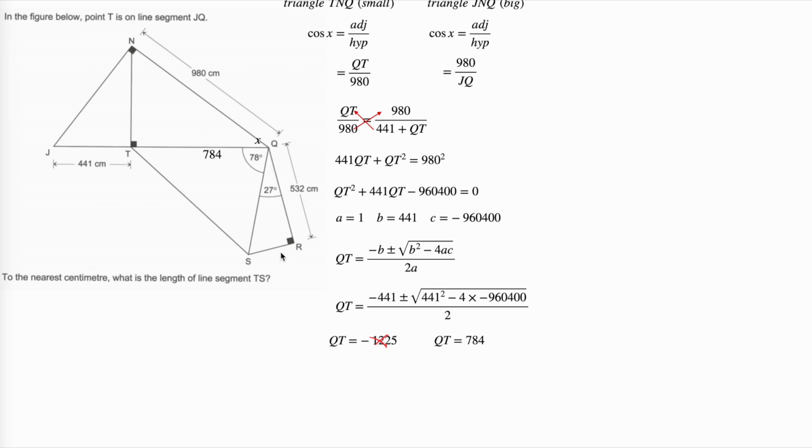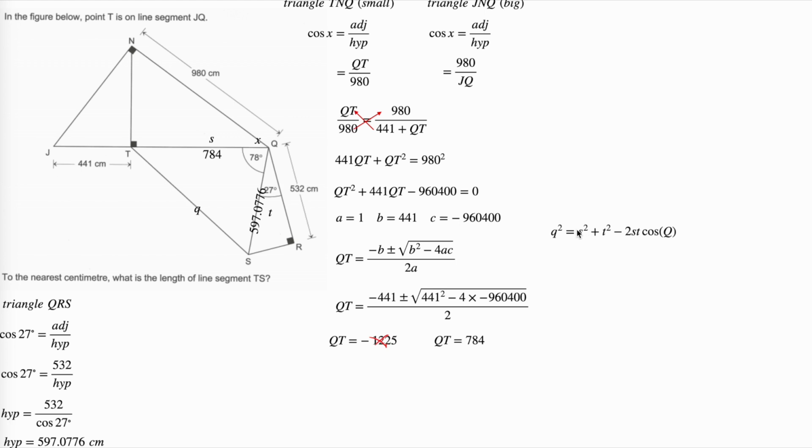Great. Now we can use cosine of this angle to figure out this length, the QS. For triangle QRS, I'm going to say the cosine of 27 is the adjacent over the hypotenuse, QR over QS. The adjacent is 532 over the hypotenuse, the QS that we have to figure out. I'm going to cross multiply. I'm going to switch the cos of 27 and the hypotenuse. It gives me that the hypotenuse is equal to 532 divided by cosine of 27. Run that through the calculator. That gives you the hypotenuse has a measurement of 597.0776 centimeters, which I'm going to write right here.